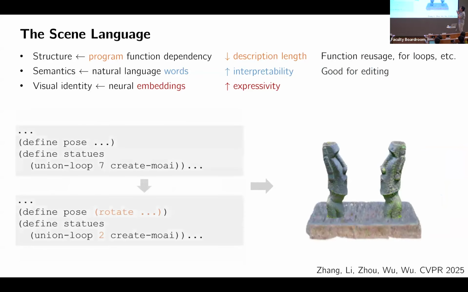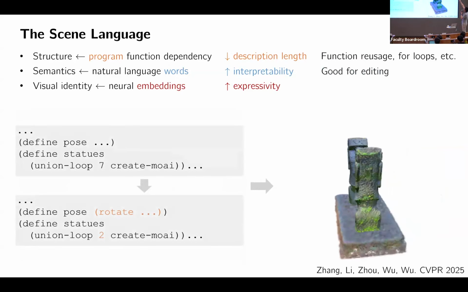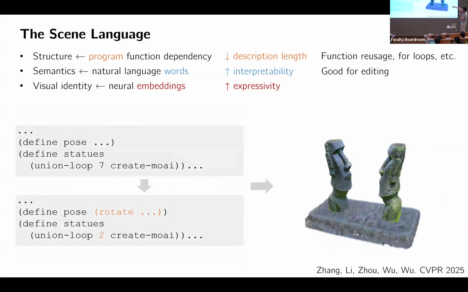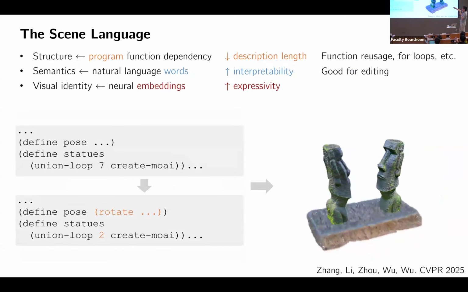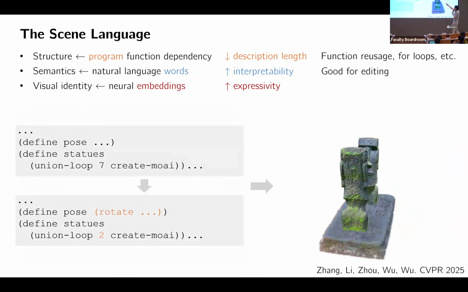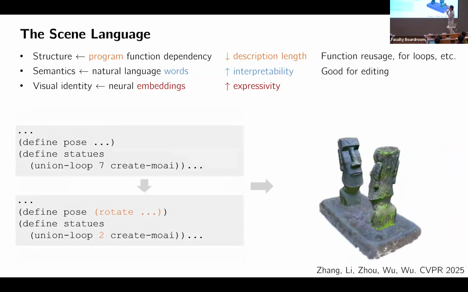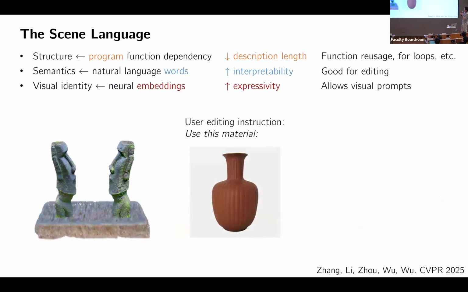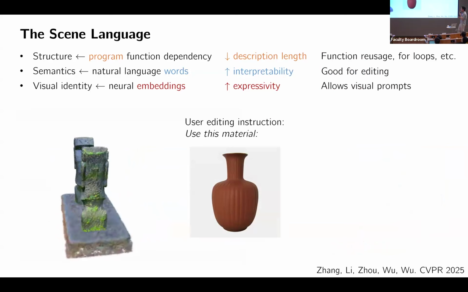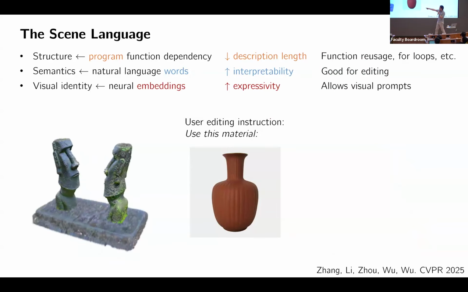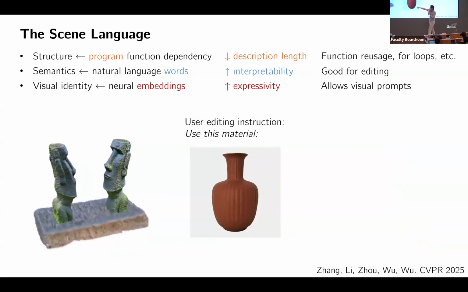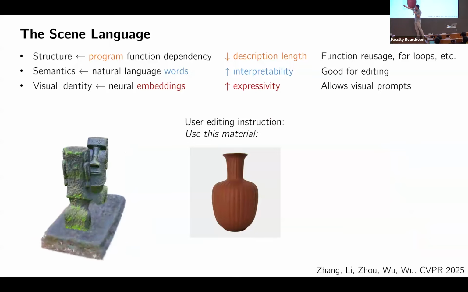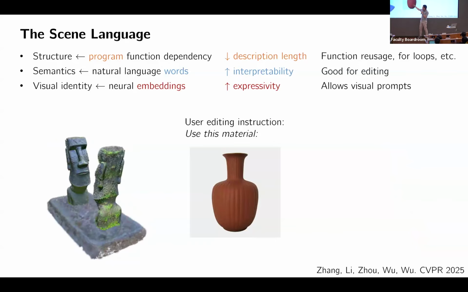Right, so the use of programs allows us to easily capture loops. The use of words allows us to support very easy editing. So now I can say I want to have 2 moais instead of 7 and have them face each other. And the use of embeddings allows us to even do visually guided editing, such as I can say I have these 2 moais now, but I want the textures or geometries or whatever features to be changed so that the texture looks more like this vase.